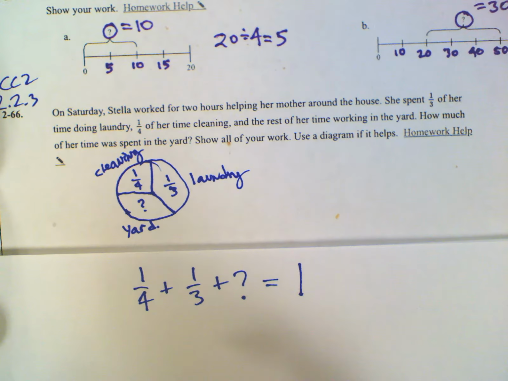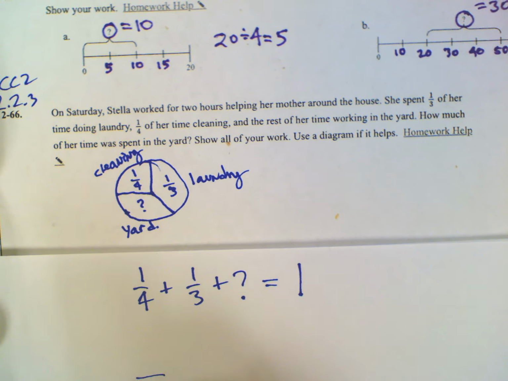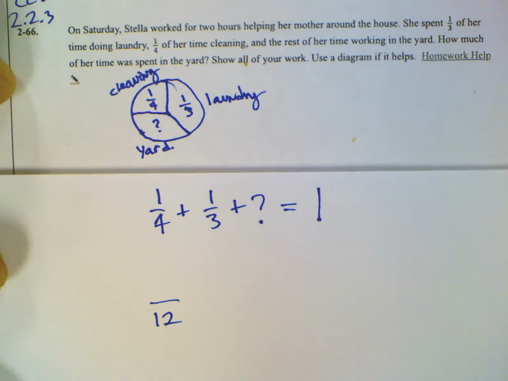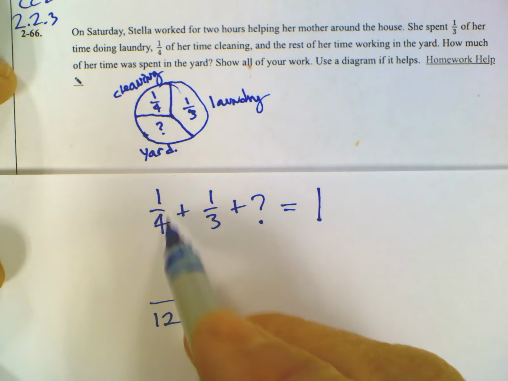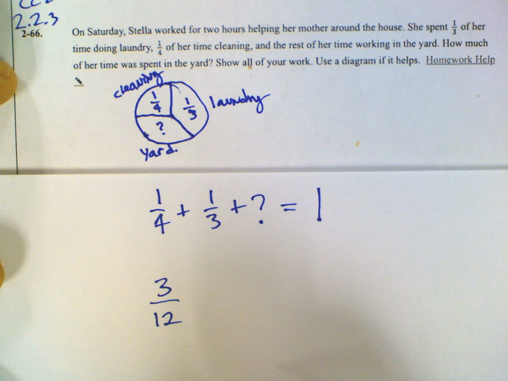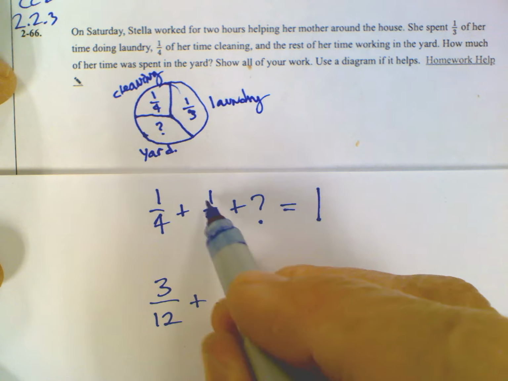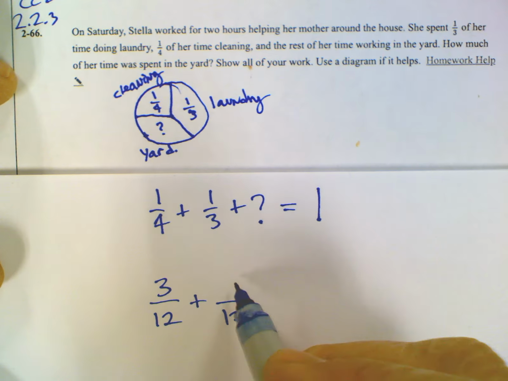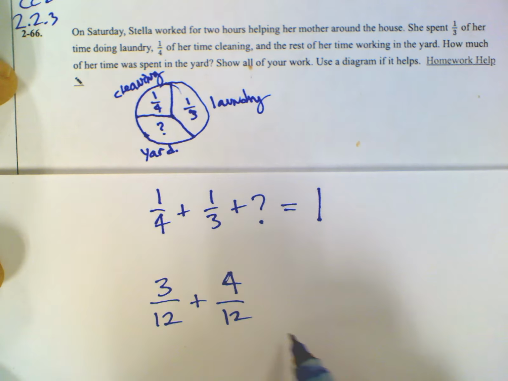So in order to do this, I need to get a common denominator to figure out what that fraction piece would be. The common denominator would be 12. So I want to convert 1/4 to something over 12. It would be multiply top and bottom by 3. So that's 3/12 is 1/4. And then I need to take the 1/3 and make it something over 12, multiplying by 4 top and bottom. So I'd get 4/12.